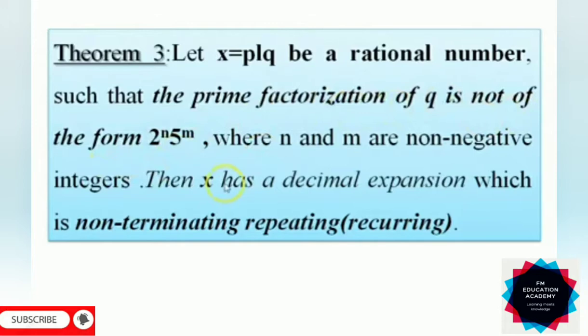That is, you will no longer have the remainder as 0, and for example, a non-terminating repeating decimal is 0.456789234, and it goes on, and the remainder will not be 0. That is, it will be non-terminating repeating if q is not of the form of 2^n times 5^m. Now let us move to the next theorem.